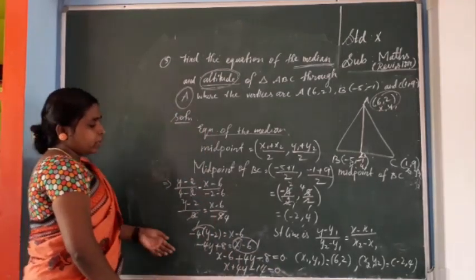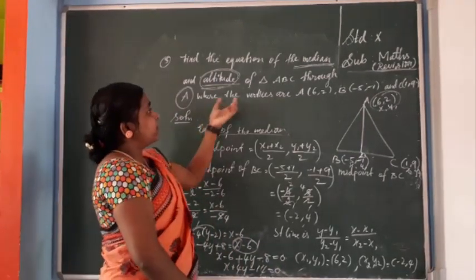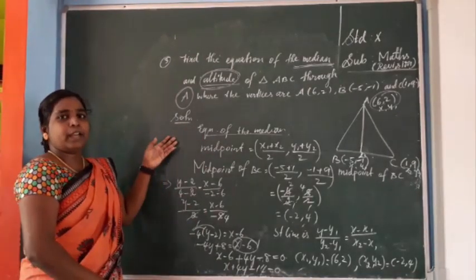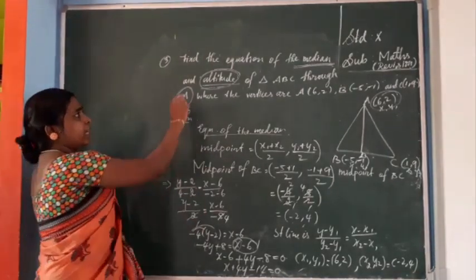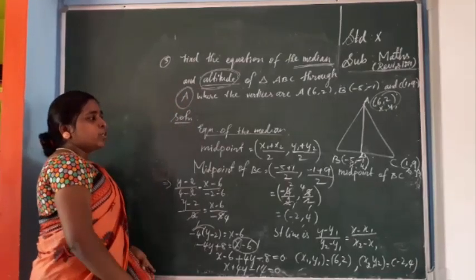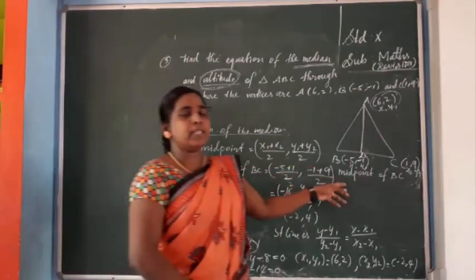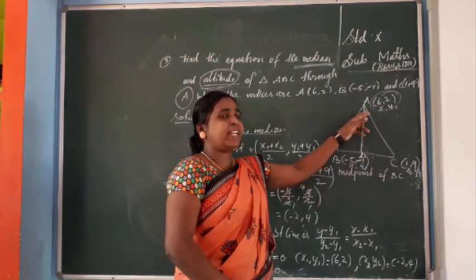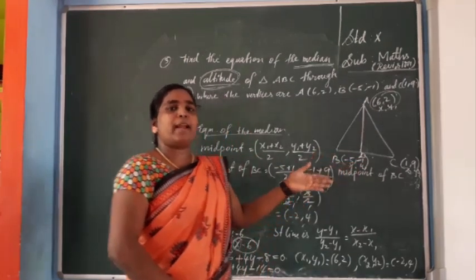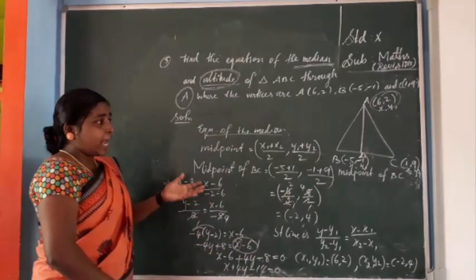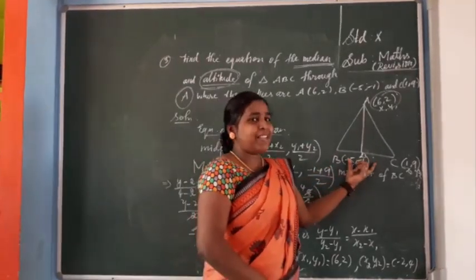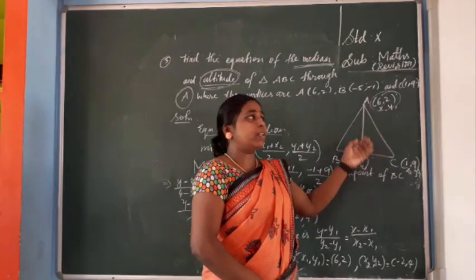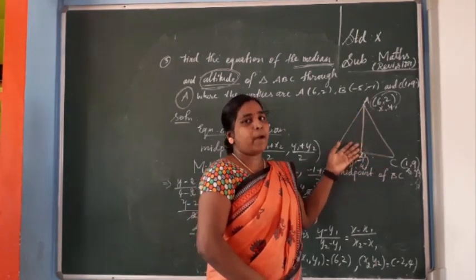So this is the method for the median through the vertex A. Now the altitude also. How to find the altitude? Median means midpoint of BC. Then with the vertex, you have to use the two-point formula to find the equation. For altitude, you find the slope of BC, next the slope of AD, and then the equation using that vertex and the slope-point formula.